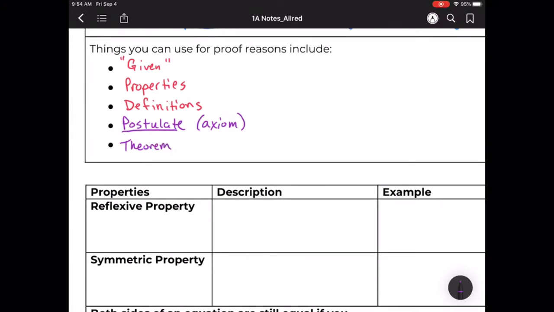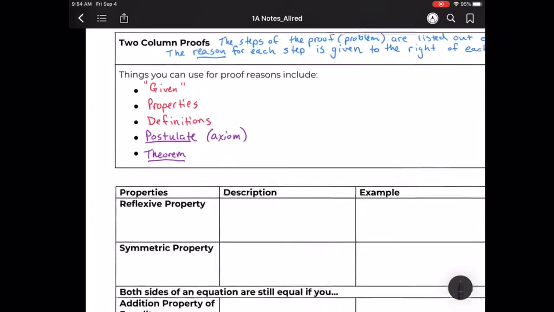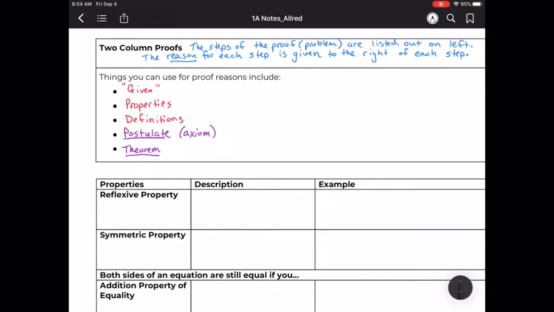But then the other word we have is the word theorem. Kind of like, you've used that before, the Pythagorean theorem. But there are a lot of theorems we can use. And theorems are a lot like postulates. They're these mathematical statements. But in order to use a theorem, it must be proven true to be able to use it in another proof later on. So those are the things we can use for reasons in a proof.